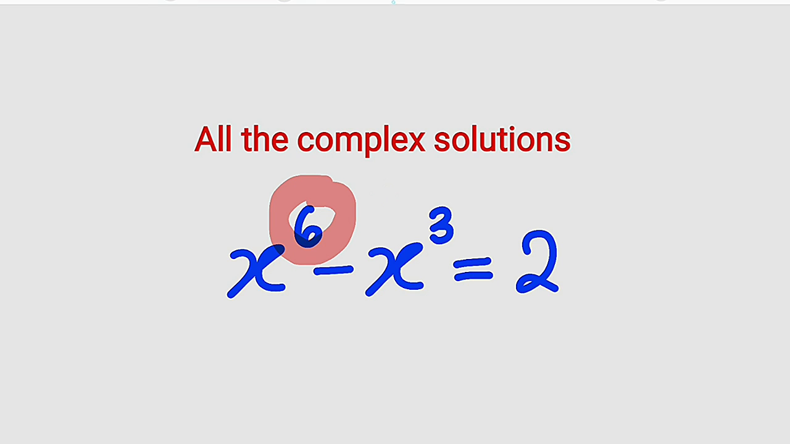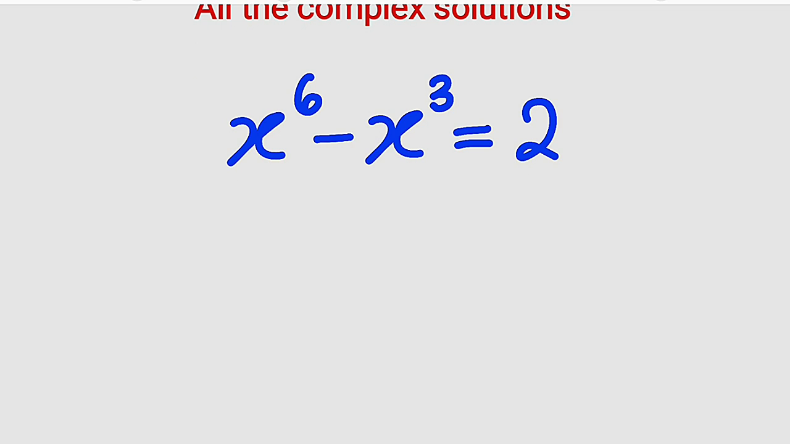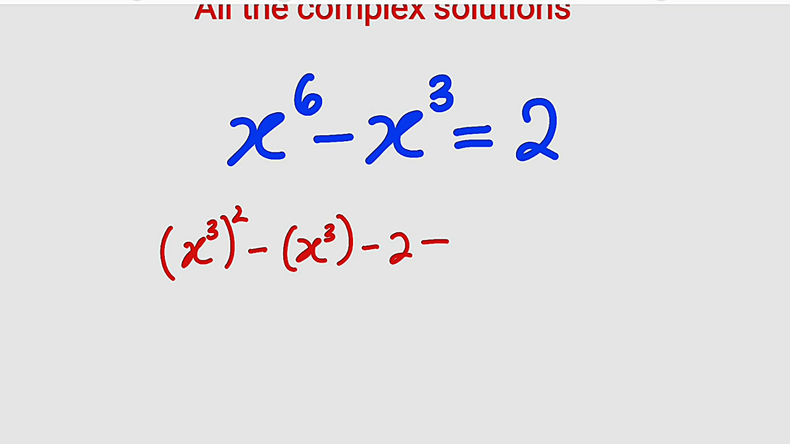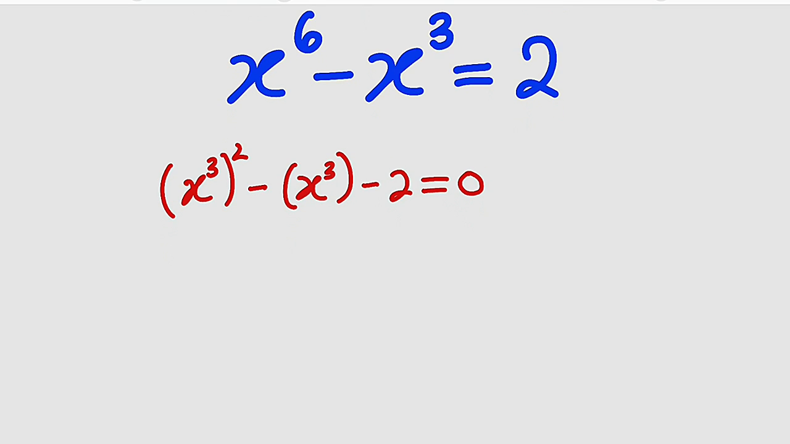Let's get started. Let me rearrange this equation as x to the power of 3 raised to the power of 2, which is the same thing as x to the power of 6. Then we have minus x to the power of 3. Then if this one crosses over, it becomes -2, and this is equal to 0. This is a quadratic equation in terms of x to the power of 3. We can also factorize it.